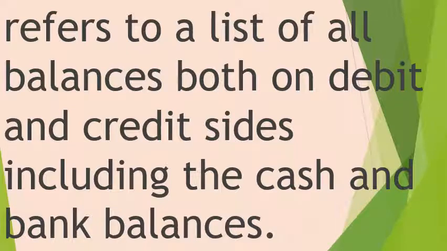A trial balance refers to a list of all balances both on the debit side and the credit side, including the cash and the bank balances. So in our trial balance we shall make a list where we have a debit side and the credit side with all the balances, but not forgetting to include the cash amount and also the bank balances or bank amount.